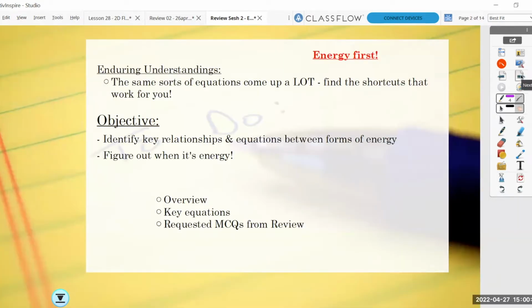Again, what are we going to work on? We're going to look to identify some key relationships and equations between forms of energy. We'll also talk, obviously, about momentum. And then, our big job here, you know all the equations by now, is to figure out what to do and when, right? When is this an energy question? When is this a momentum question? What are they actually asking us to do at any given time?